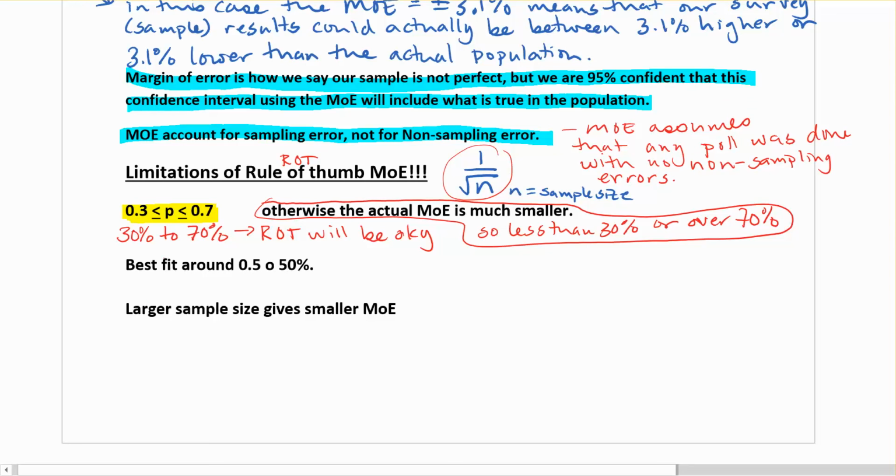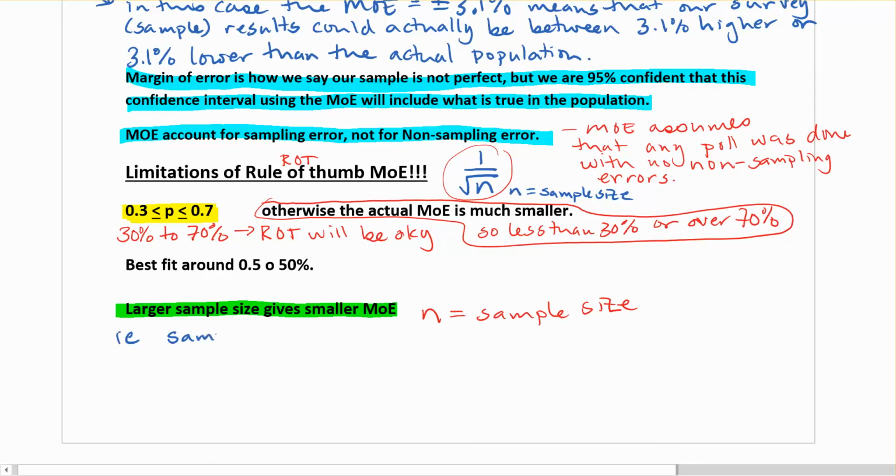And another thing to keep in mind is that the larger the sample size, the smaller the margin of error. We remember that from our earlier work with bootstrapping: the bigger sample you take, or the more resampling that you do, the smaller confidence interval you'll get. So again, n is equal to the sample size. If we have a big n, we'll get a little margin of error, and vice versa.